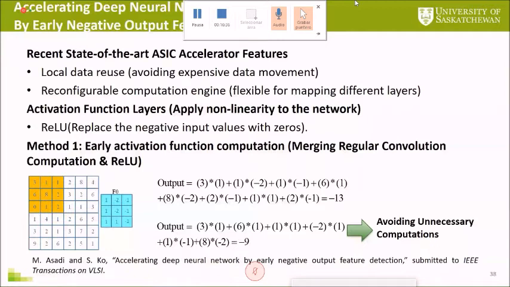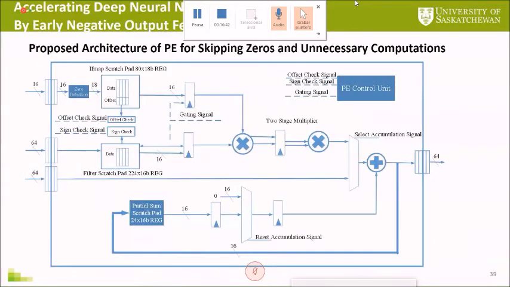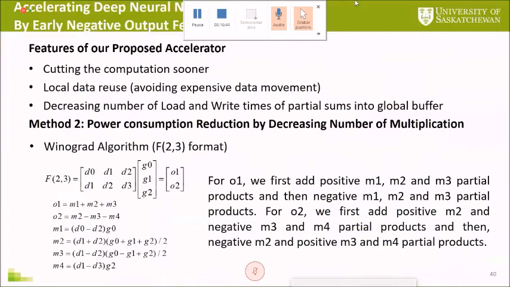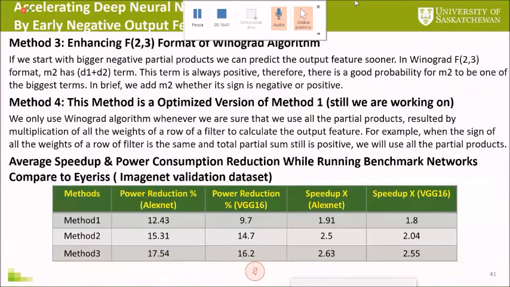So we also have another methodology using the Winograd algorithm, method 2, and enhancing the Winograd algorithm, and the enhanced version of method 1. The bottom part shows the power reduction and speedup compared to the original one, and as you can see, about 10 to 17-18% power reduction for both AlexNet and VGG16, and speedup-wise, 1.8 to 2.6, 3 times the speedup has been obtained.